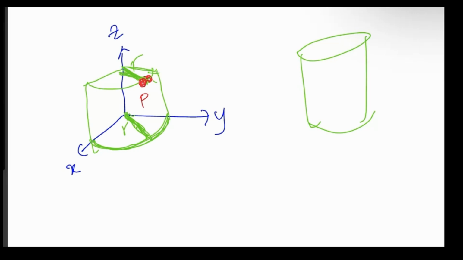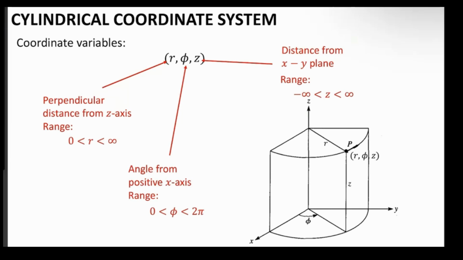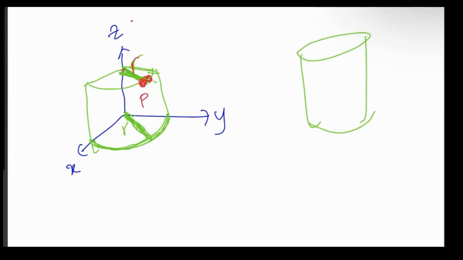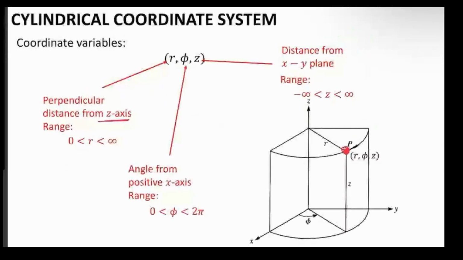For cylindrical coordinates, we have r. R is the distance between the z-axis and point P. R is the distance from the z-axis to this point P. And also we have an angle here, which we call phi. That angle is from the x-axis to r, to the radius. This r, this angle phi.